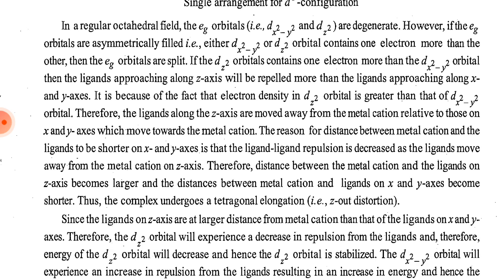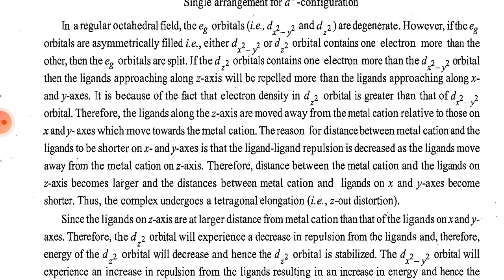In a regular octahedral field, the eg orbitals, that is dx2-y2 and dz2, are degenerate. However, if the eg orbitals are asymmetrically filled, that is, either the dx2-y2 or dz2 orbital contains one electron more than the other, the eg orbitals split. If the dz2 orbital contains one electron more than the dx2-y2 orbital, then the ligands approaching along the z-axis will be repelled more than the ligands approaching along the x and y axes, because the electron density in the dz2 orbital is greater than that of the dx2-y2 orbital. Therefore, the ligands along the z-axis move away from the metal cation relative to those on the x and y axes, which move towards the metal cation.